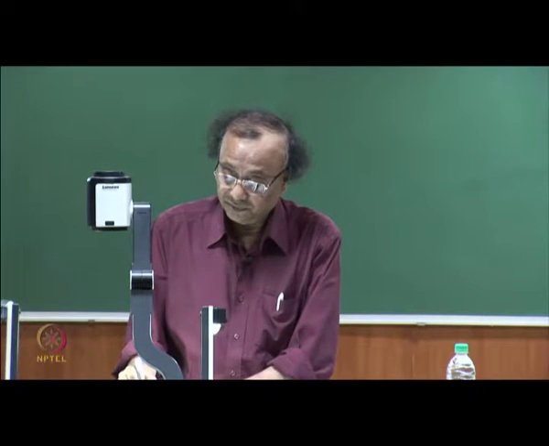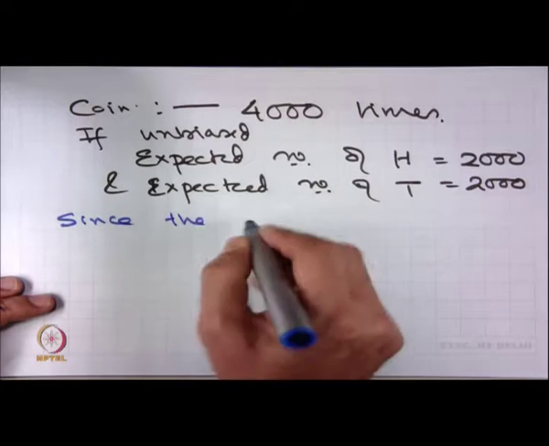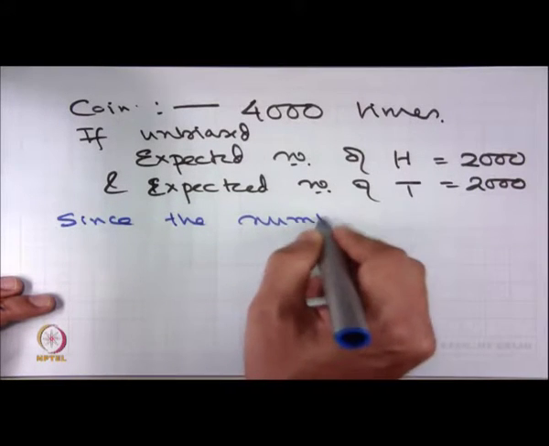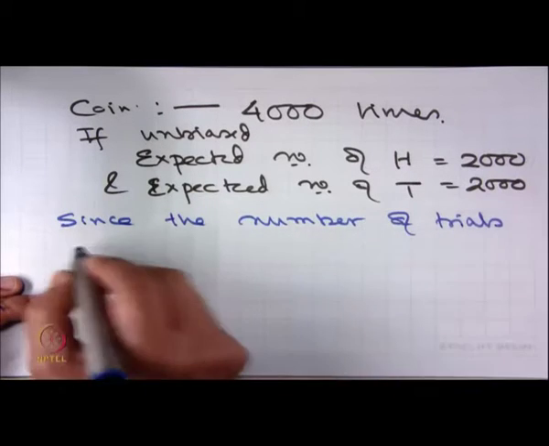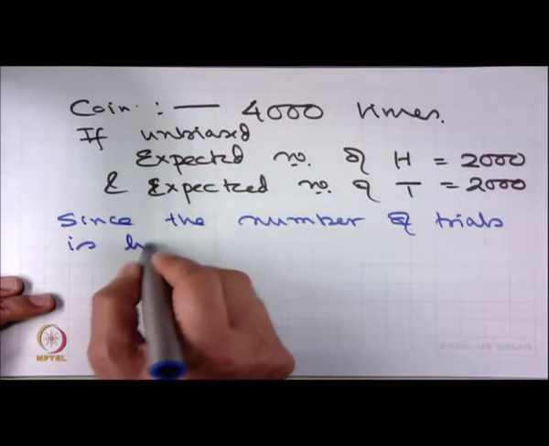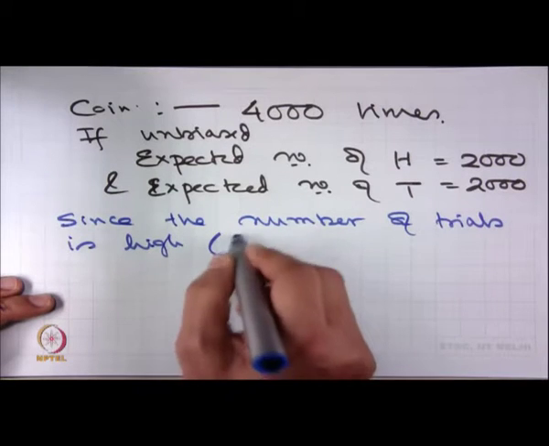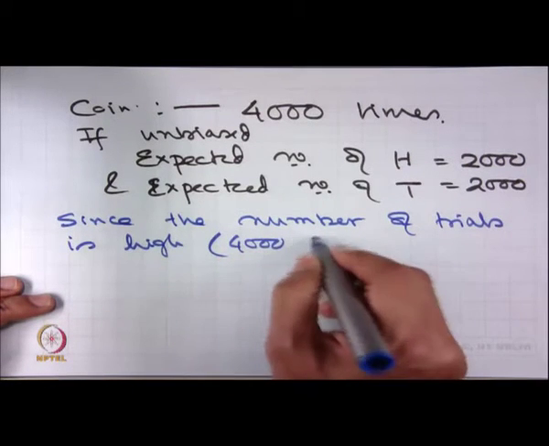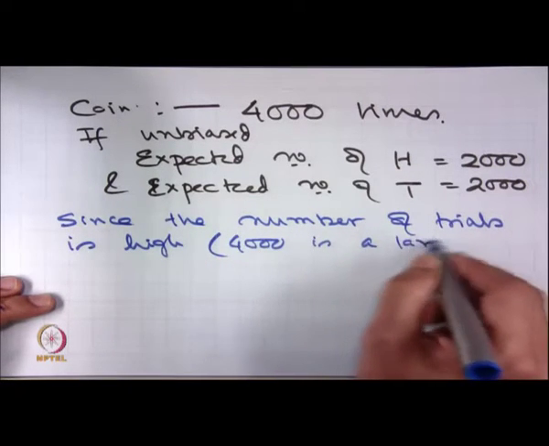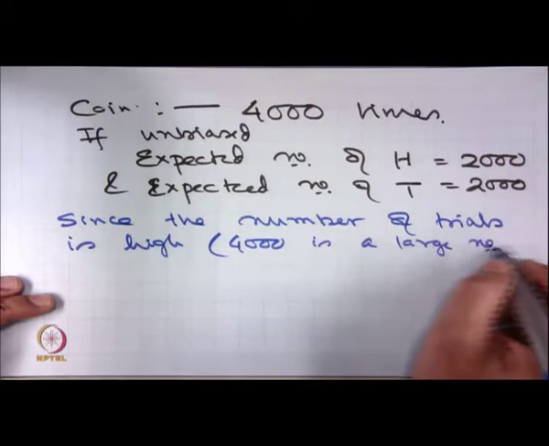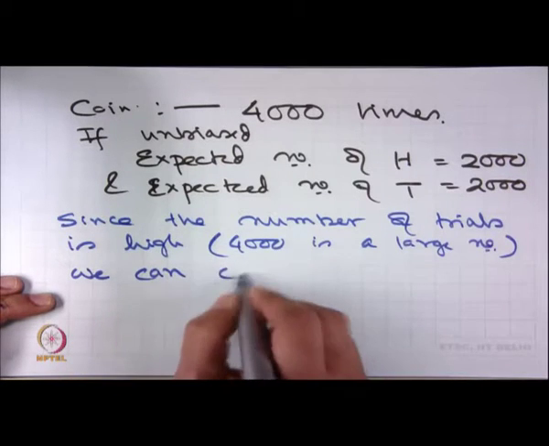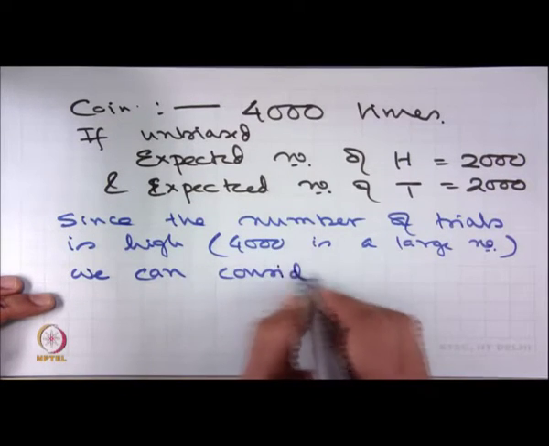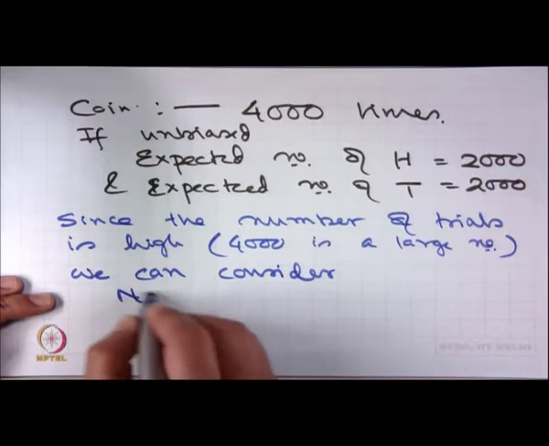Okay. So, we solve it in the following way. Since the number of trials is high, that is 4,000 is a large number, we can consider normal approximation.